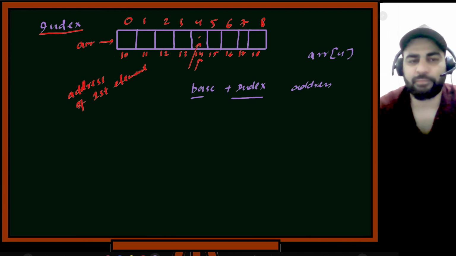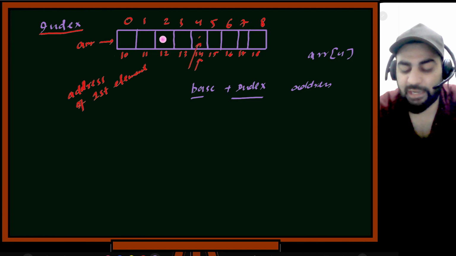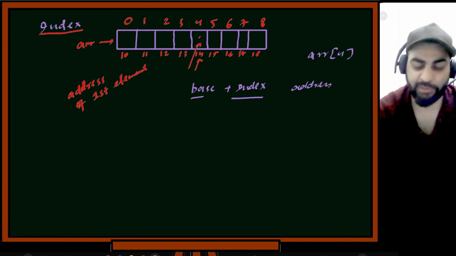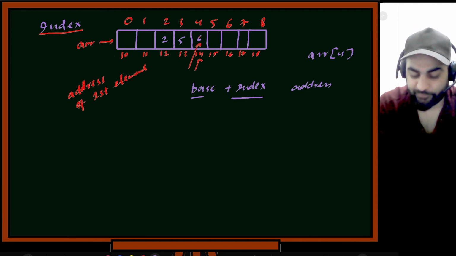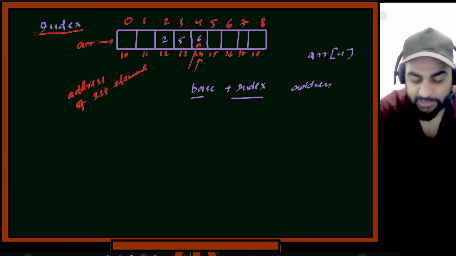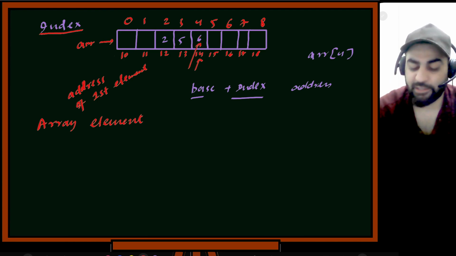That is the one terminology that I want you guys to know: index. The second terminology is an array element. Obviously you know that. Anything that is stored in this array is called an array element. Let's suppose we store 2 over here, or we store 5, 6, something like that. These are called array elements. So we have index, then we have array element. Anything that we store in the array is an array element.